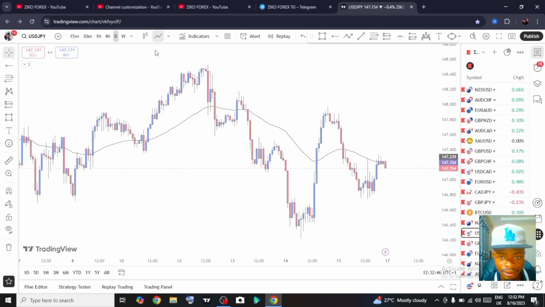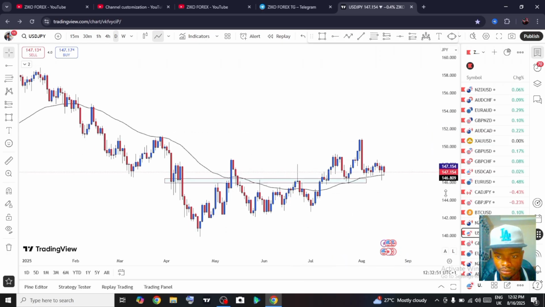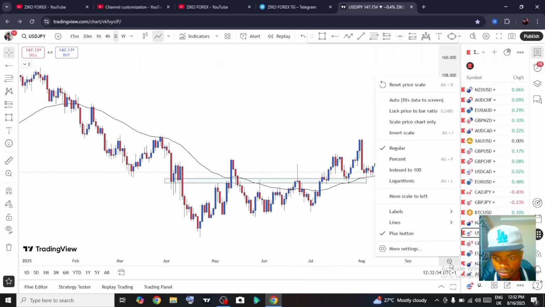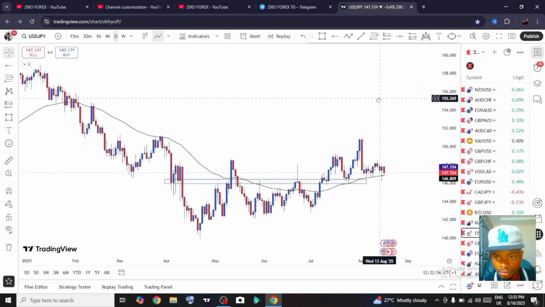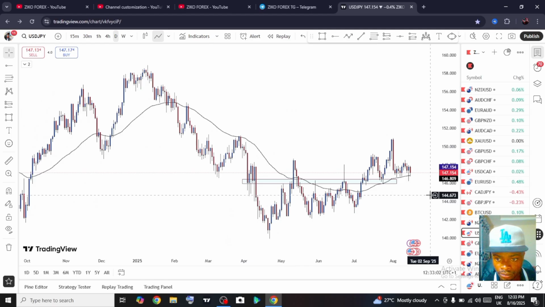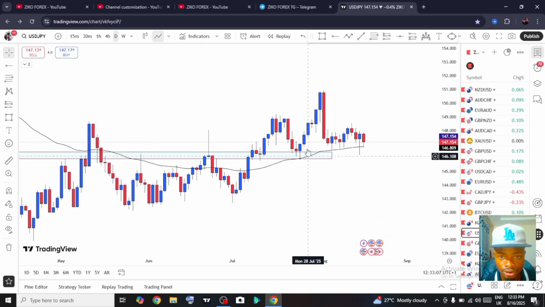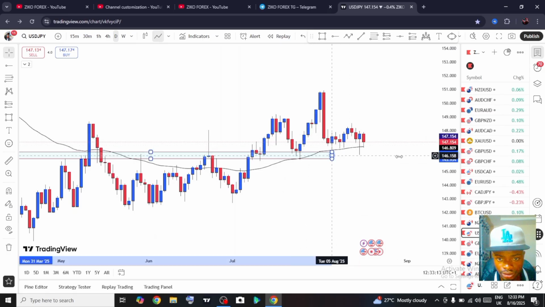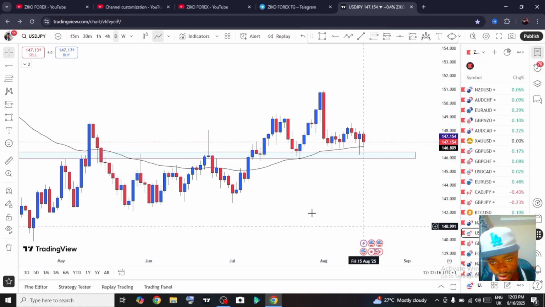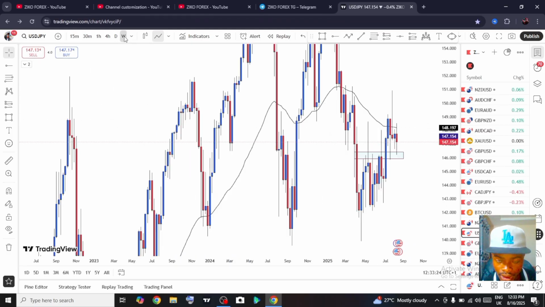USD JPY. Price on the daily is actually bullish. This is the higher high, this is the higher low. Price has retraced back to around the area of interest. But this little price action right here is still bearish. I can see it, right? Nice try, Diddy.